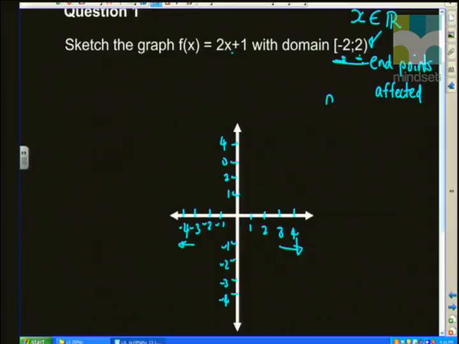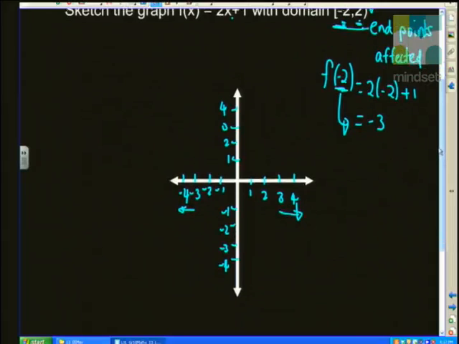So I'm going to say on the side here, f of minus 2. I want to get my end point sorted out. f of minus 2 is going to be 2 times minus 2 plus 1. So that's going to give me minus 4 plus 1, which is minus 3. So in other words, the x value at minus 2 gives me an output value of minus 3. That's my function value on this graph.